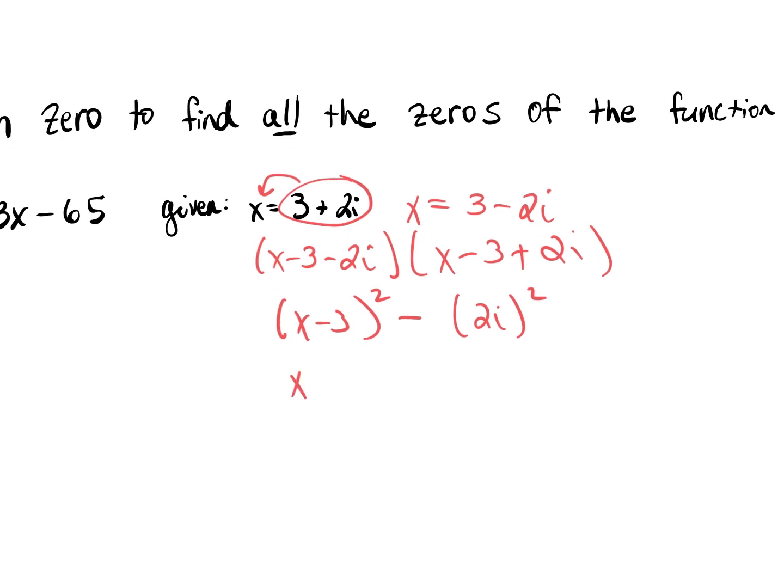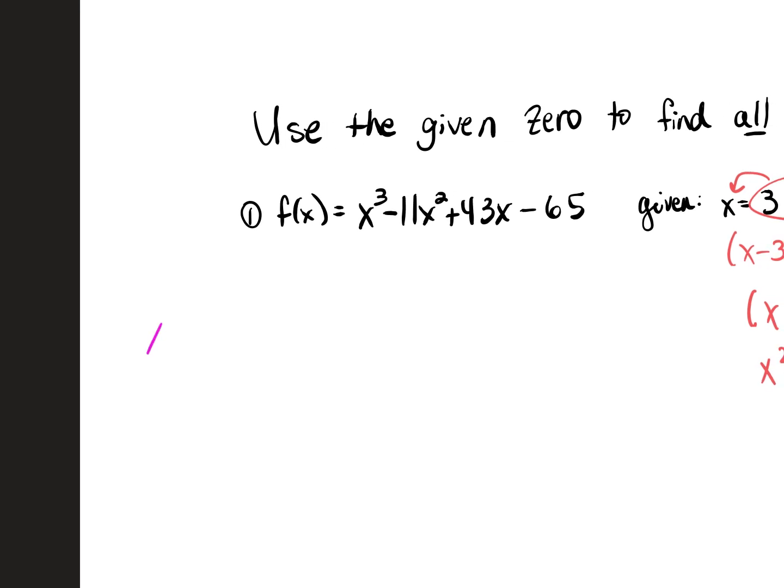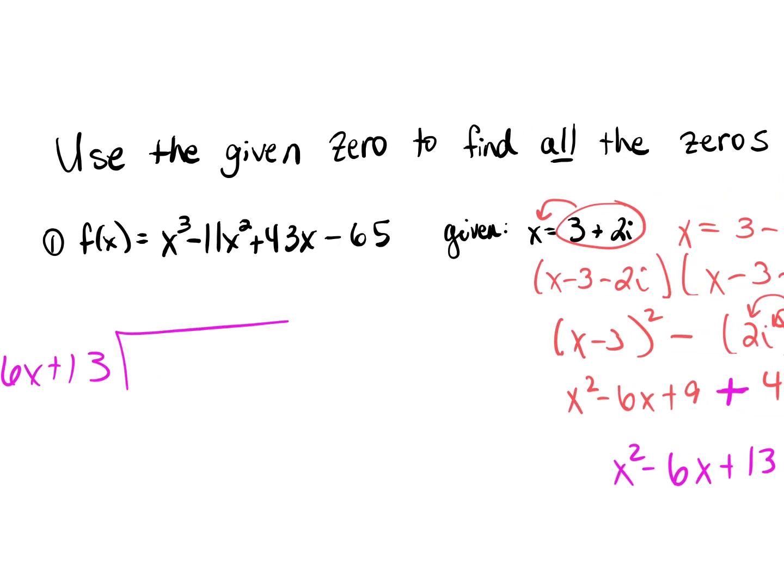So when you FOIL this out, you get x squared minus 6x plus 9. Minus, this 2 goes here and here, so it's 4i squared. We're going to cross off i squared and put a plus sign here. So this becomes x squared minus 6x plus 13. So now we're going to take that, x squared minus 6x plus 13, and we're going to divide it into x cubed minus 11x squared plus 43x minus 65.